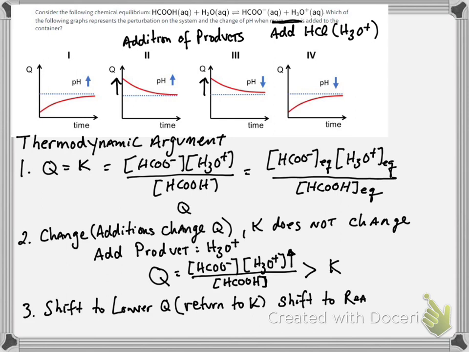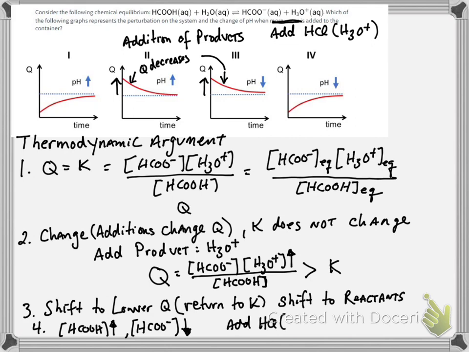So to lower the Q, we have to shift material from the products that just went up to the reactants. And that's what we're seeing here. So initially Q goes up, and then Q's got to go down. In the shift to the reactants, the reactant concentration has to go up. And the other product concentration, HCO-, must go down. It must be consumed by the reaction of taking products and moving it over to the reactants.